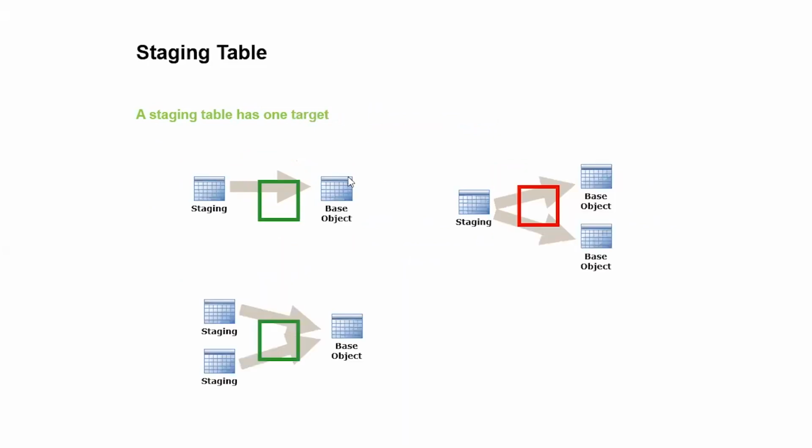And one stage table can be associated to one base object. Multiple staging tables can be associated to one base object, whereas one stage table cannot be associated with multiple base objects. We know why: only under the base object can we create stage tables. Stage tables are not independent of the base object. That's why one stage table cannot be associated to different base object tables.